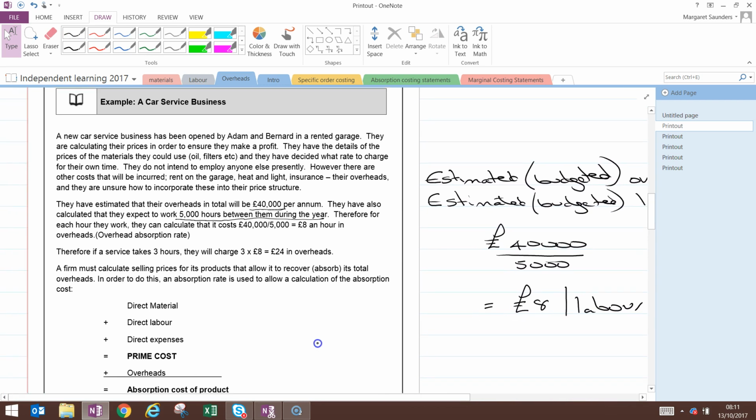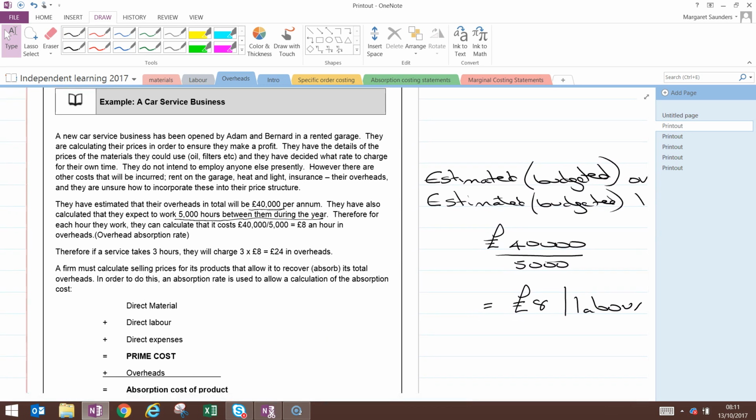So Adam and Bernard can now use that information. So for example, if a particular service they're going to carry out on a car is going to take 3 hours, then they can charge 3 hours at £8 an hour, so £24 in overheads. So in addition to the material costs for the service and the labour costs for the service, they've now got an overhead cost for a service.